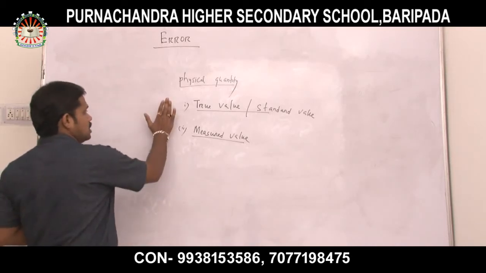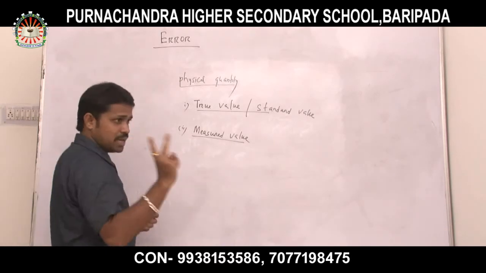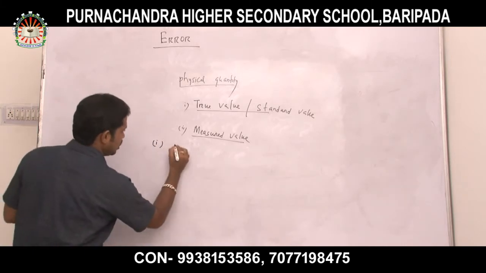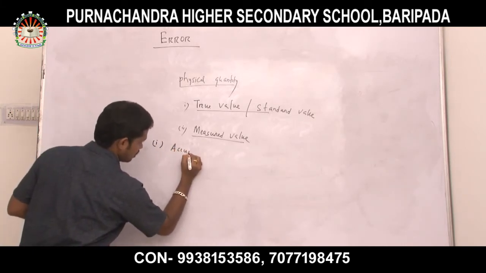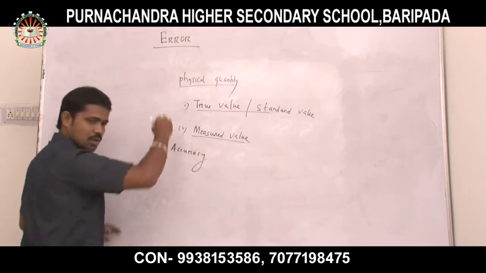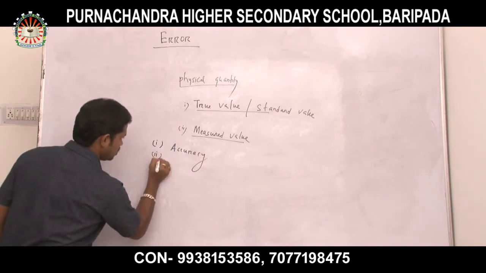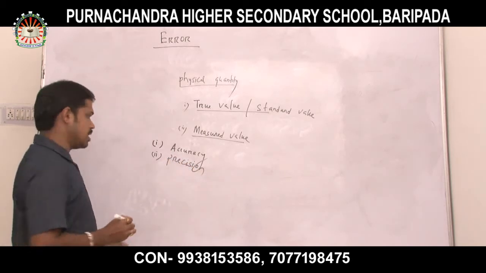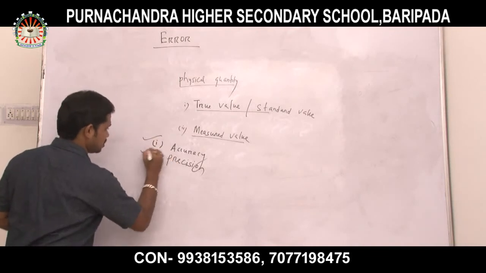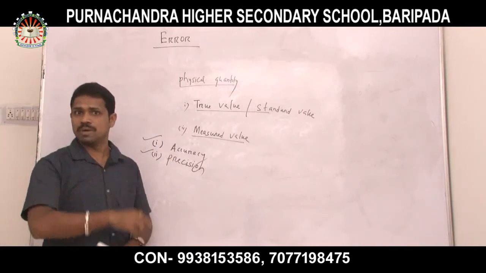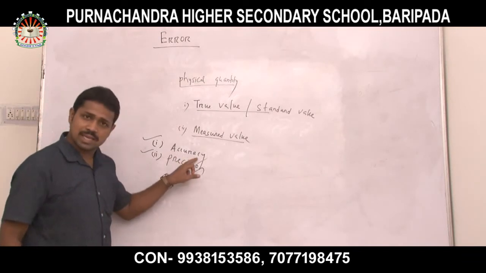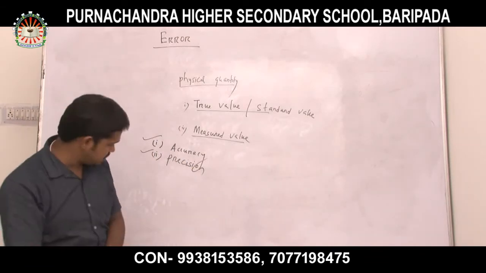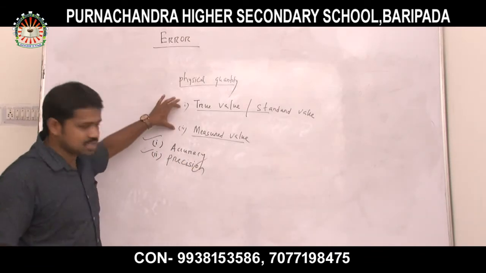Okay. Now in the error part there are two more very important terms. The first, number one, is accuracy. And number two is precision. Clear? These are the two very important terms during calculation of an error. Remember, one is accuracy, another one is precision. So let us discuss some points about these two. What is accuracy and what is precision?